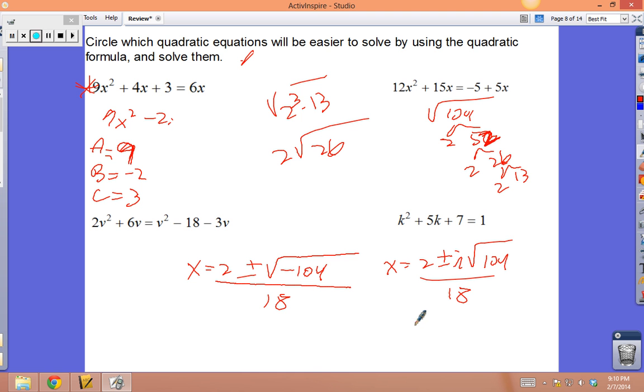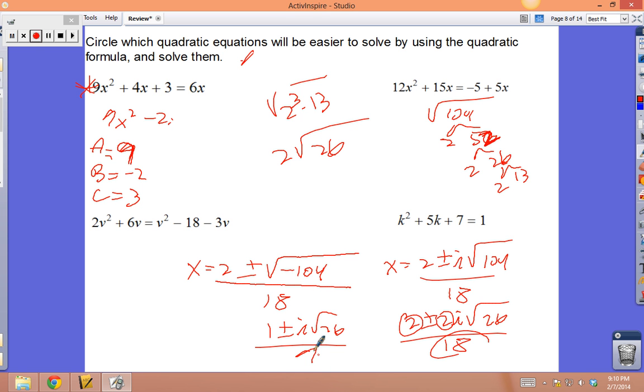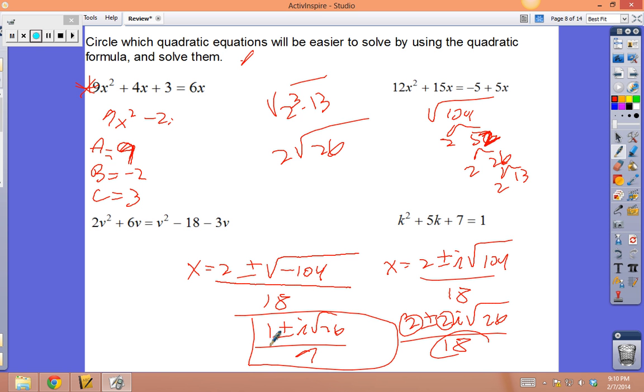So I'm going to change this now to 2 plus or minus 2 imaginaries times the square root of 26 over 18. And 2 and 2 and 18 are all even. So I can simplify this fraction. I divide those all by 2, and that's going to be 1 plus or minus i square root of 26 over 9. And that is your final answer. And those are complex because you have some reals, right here, the reals, 1/9, and some imaginaries. So if you got a combination of both, your answer is complex.